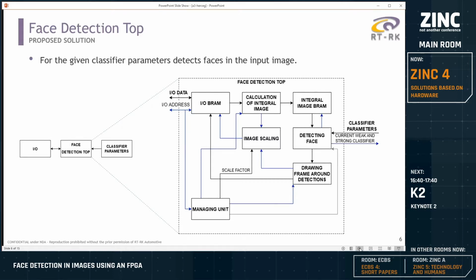At the start of image processing, the image is saved to I/O BRAM. The next step is the calculation of the integral image, which gets saved into the integral image BRAM. The process of face detection starts on the integral image, and when a face gets detected, the next subblock draws a frame around the detected face.